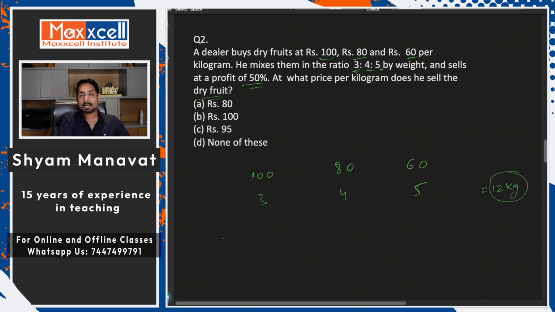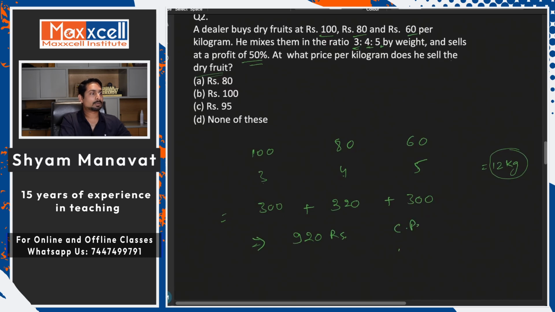In terms of price, how much he paid, like how much it has cost him when he is buying this: 300 for the first type, 320 for the second type, 300 for the third type. If you add all three of them, what you get is, sorry, 920 rupees for 12 kg. That's the cost.